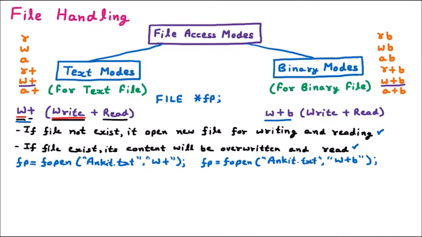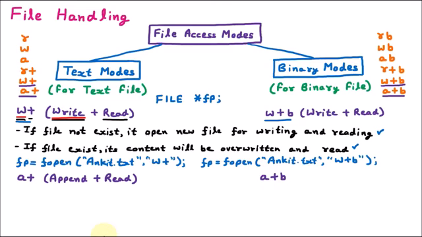Now we are learning the next mode, which is A plus. Here A plus signifies append plus, that means we can append and read. Corresponding to A plus, we have A plus B, which is for the binary file. So A plus B means A plus for the binary file. This is for appending plus read.